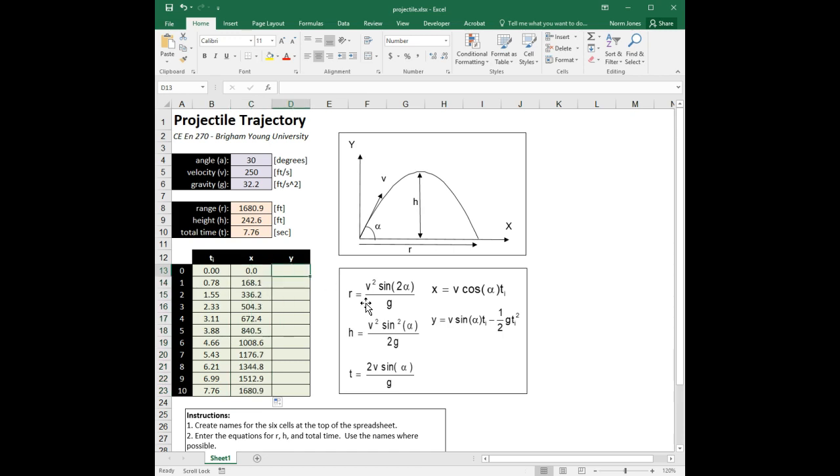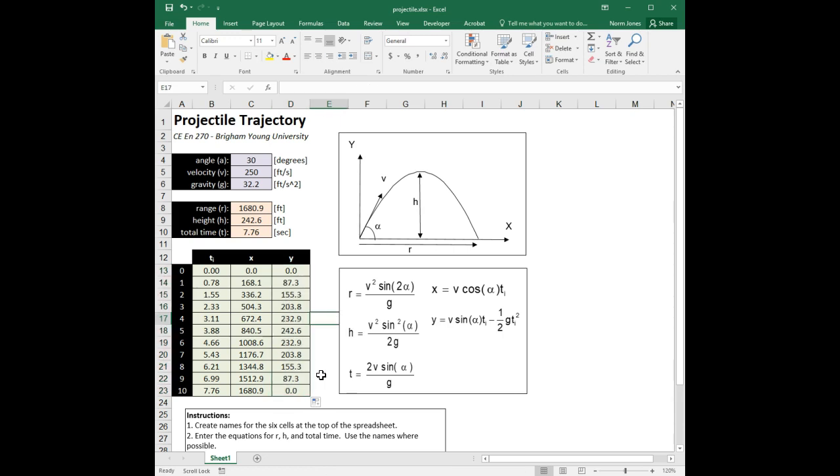Copy that down, and now for y, we'll do equals v times sine radians a times B13 minus 1/2 times G times B13 squared. Okay, and there we go.